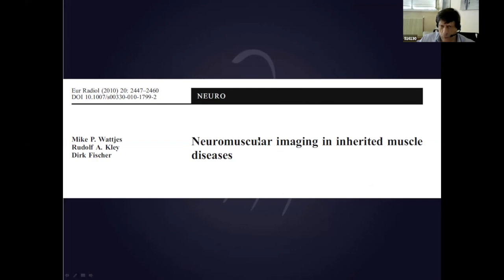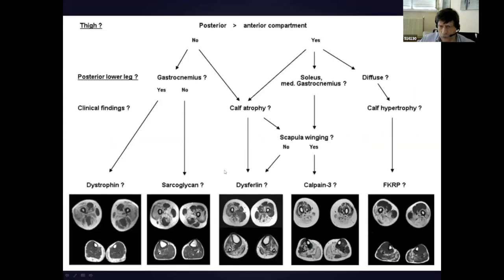Sometimes one article is very useful, but not only in child, but also in adult for muscular dystrophy. It's one article made by Wattjes and Dirk Fischer, and you have an algorithm to differentiate the most important dystrophies only based on the examination of the lower limbs.